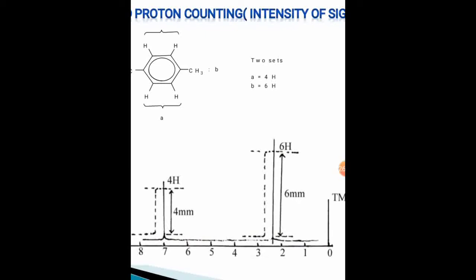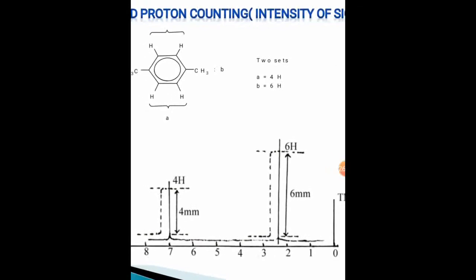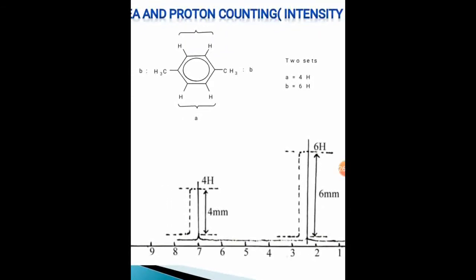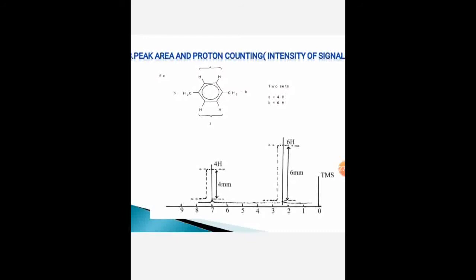Why is the intensity of the first signal more? The intensity of the first signal is more because this is the peak of the B set of protons and it represents 6 hydrogen atoms, while the second peak has a 4 mm value, because this peak represents the 4 protons of the aromatic ring. It means the height gives an idea about the total number of protons for that particular peak. Here the height of one proton is equivalent to 1 mm. 6 mm represents 6 protons and 4 mm represents 4 hydrogen atoms.